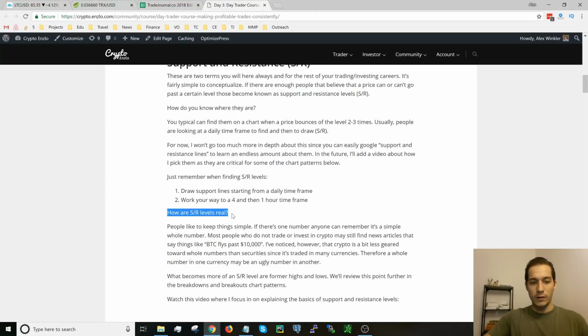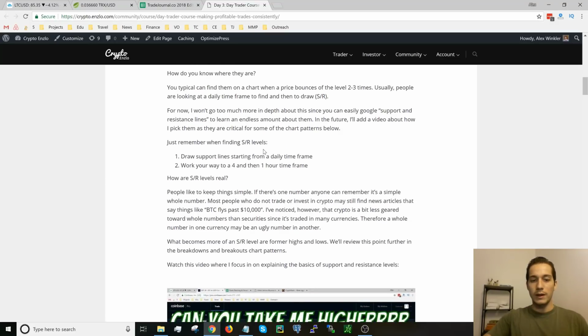So we already reviewed this. How are support and resistance lines real? Well, even people that don't know how to trade often read articles that say Bitcoin just flew past $10,000, or you have these whole numbers that everyone can grasp, or you have a price that fell off a cliff and then that was a monthly low or something like that. So it's the one price that everyone sees that really sticks out, and that's why support and resistance levels are there, because if you hit a low before, then everyone's wondering, is it going to break this low, or vice versa.